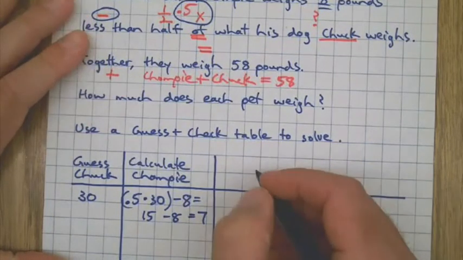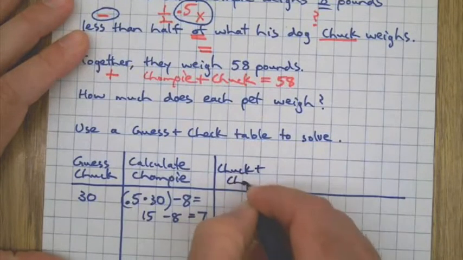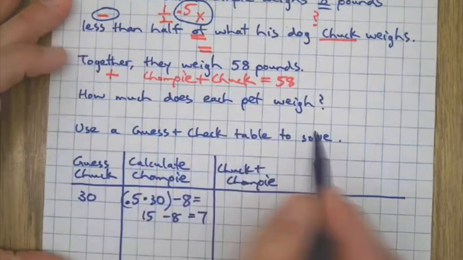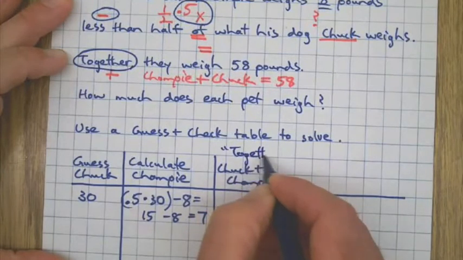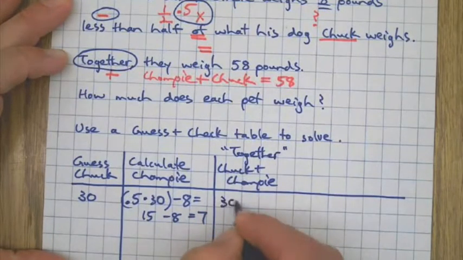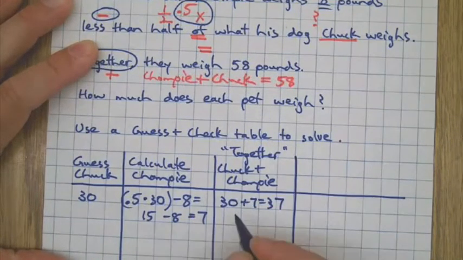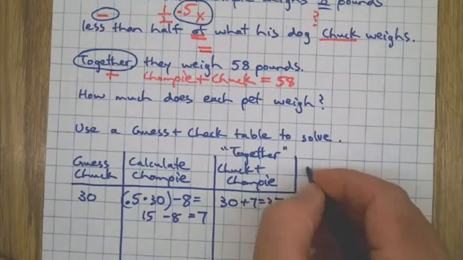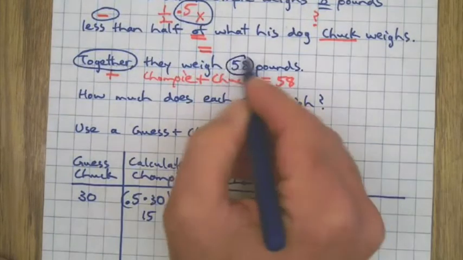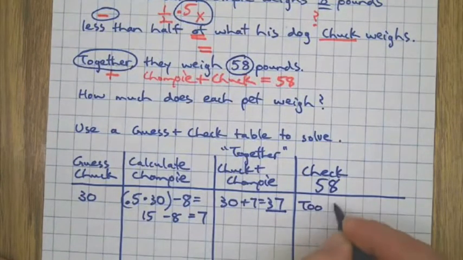using the math from the story, then we're going to go Chuck plus Chompy. That's the together part, right? Together means adding. 30 plus 7 equals 37. And notice how I'm just creating the table as I go. I didn't try to put the headings in before I did any math. I let the math tell me the order here. And I'm checking 58. Bam, right? Well, and I'm too low. 37 is less than 58.